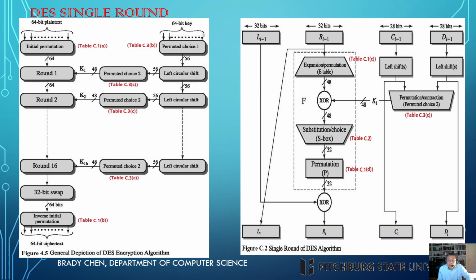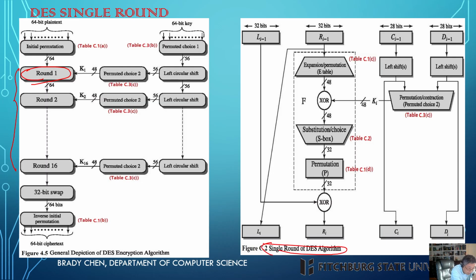Okay, so now let's take a look at a single round of the DES algorithm. Remember, for the DES, there are 16 rounds. So let's take a look at each of the rounds. Now, on the right side is the single round of the DES algorithm.